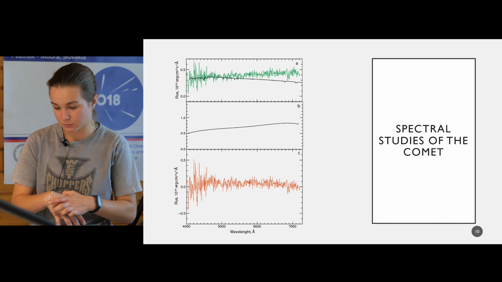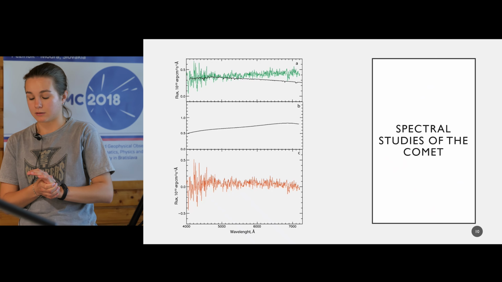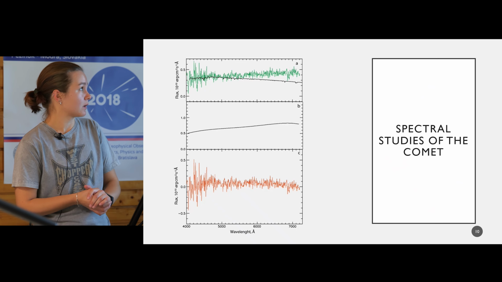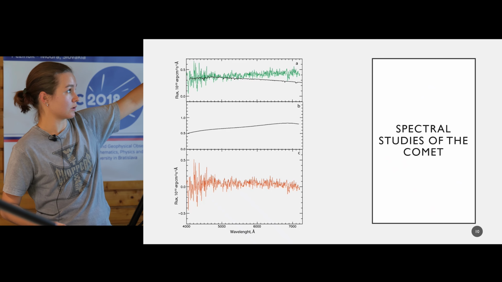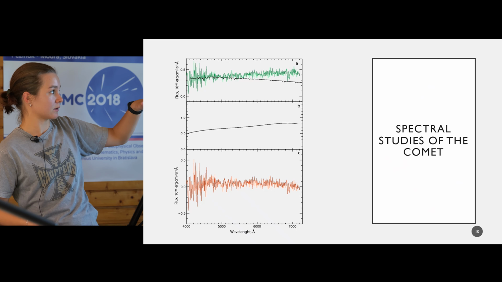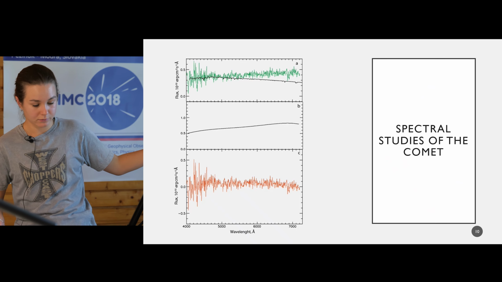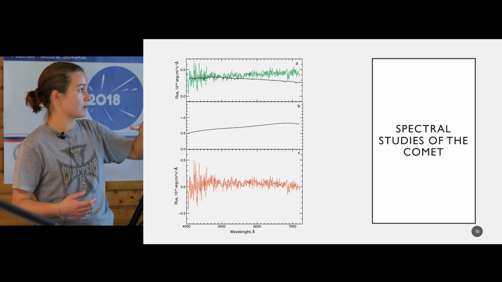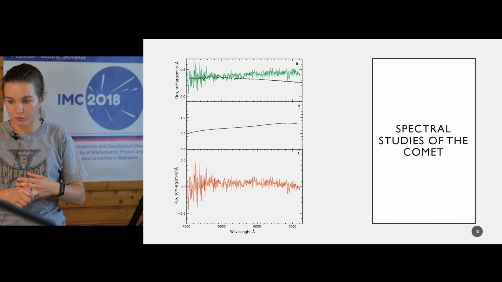About the spectra of the comet, spectral images were processed in a special software package in IDL language. On the first graph we see the comet spectrum and the solar continuum. On the third, the comet spectrum without the solar continuum, and the second one is the comet spectrum approximated by a polynomial.